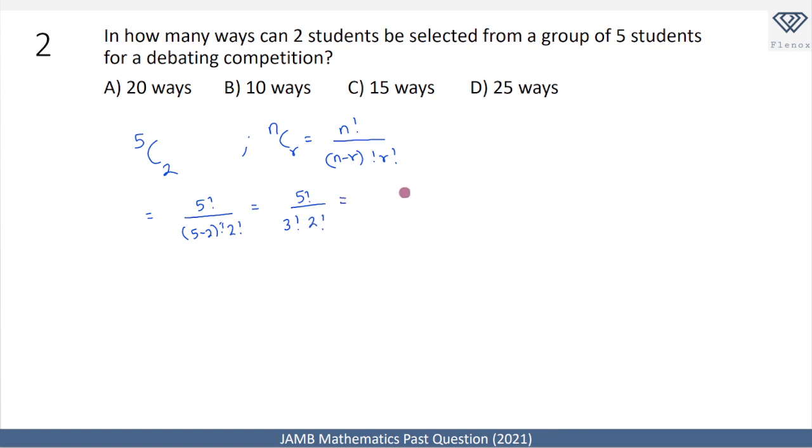Now remember, 5 factorial is the same as saying 5 times 4 times 3 times 2 times 1. Now 3 factorial is the same thing as saying 3 times 2 times 1, and 2 factorial is the same thing as saying 2 times 1. So we just try to cancel out 3, cancel this 3, this 2 cancel this 2, then 2 goes in 4 2 times, so we're just left with 5 times 2, and that is 10. So the number of ways in which you can select 2 students from a group of 5 is going to be 10 ways, and that makes B the correct option. Now let's move on to the next question.